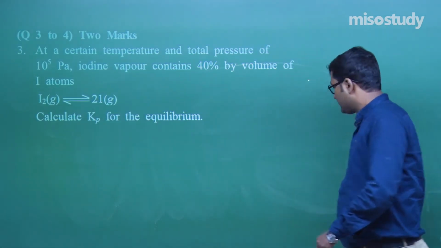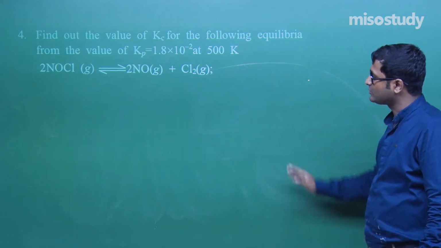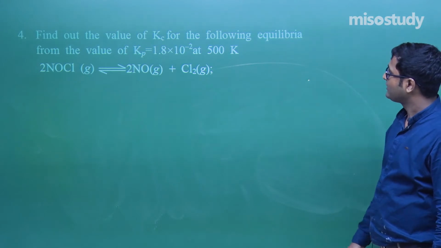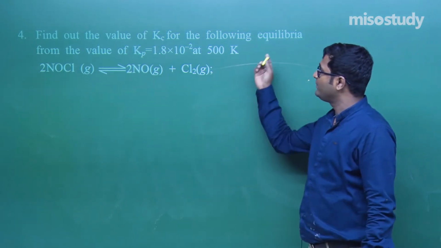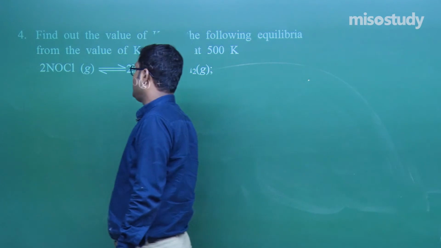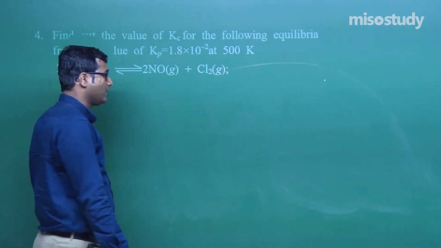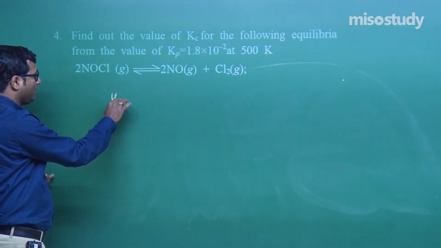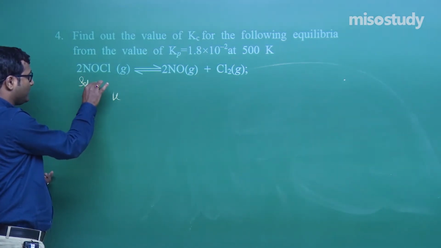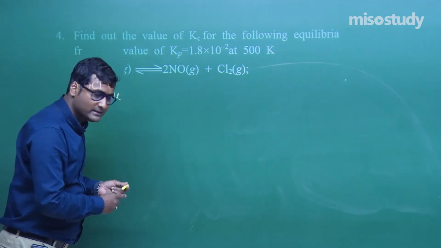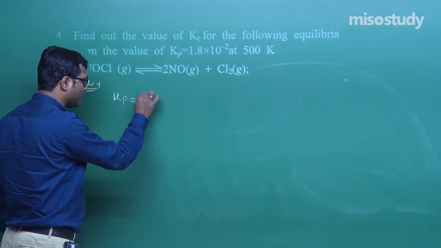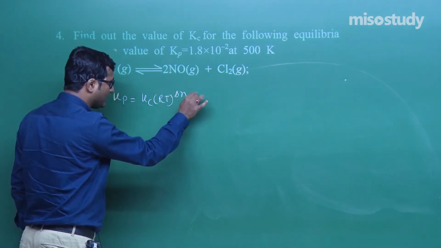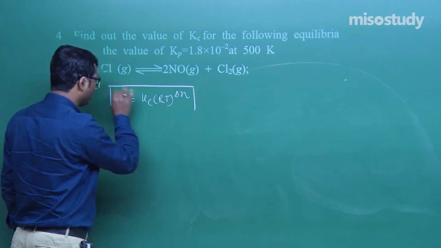Let's move to the next question. Read the question. Find the value of Kc for the following equilibrium, from the value of Kp. As we know, if you have data for Kp and Kc, the relation is very simple. Do you remember? Kp is equal to Kc RT to the power delta n.